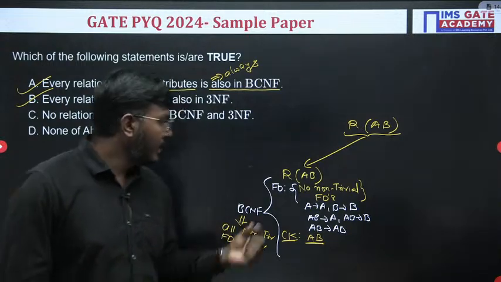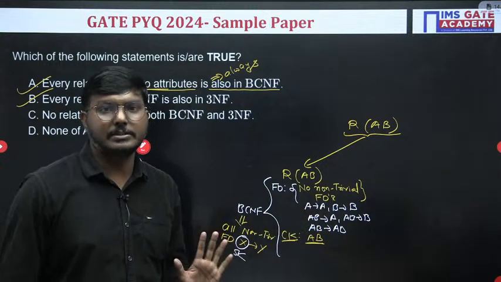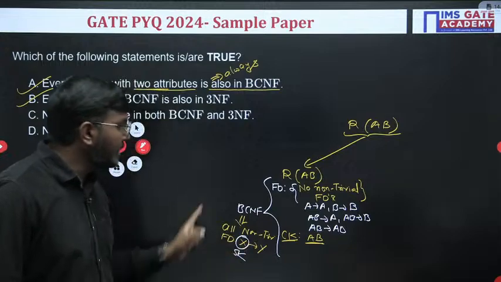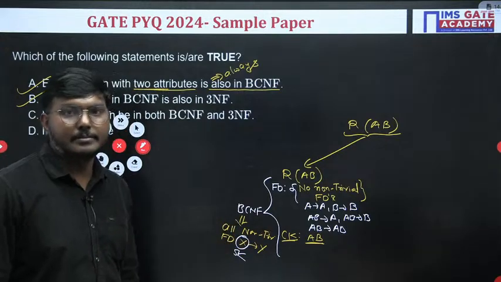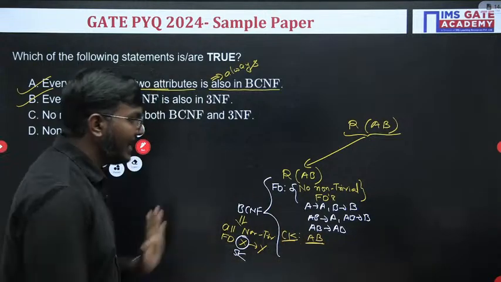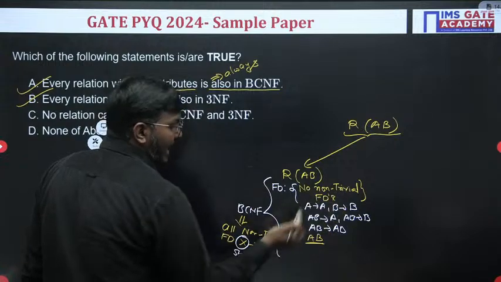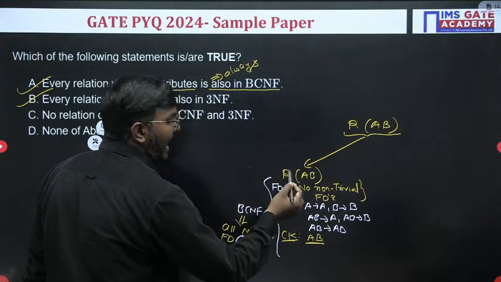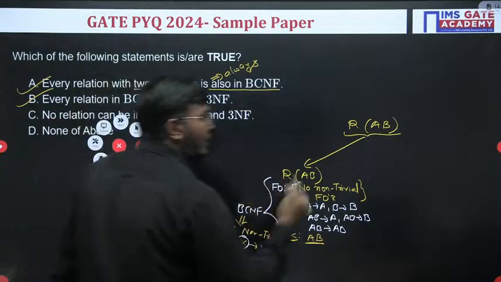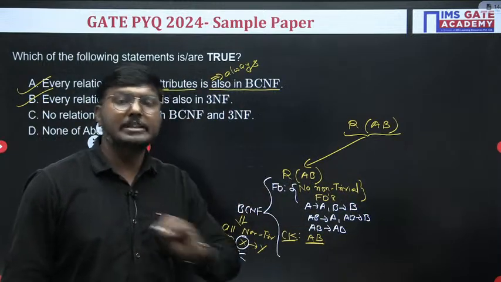Again, we know that trivial FDs never cause redundancy in the database. That's why the normal form definitions are always based on non-trivial FDs. Trivial FDs will never form any redundancy in the database. So here, because we don't have any non-trivial FD, there will be no redundancy, and because the candidate key is AB, I can say R is in BCNF. So indirectly, if there is no non-trivial FD, then the relation will always be in BCNF.